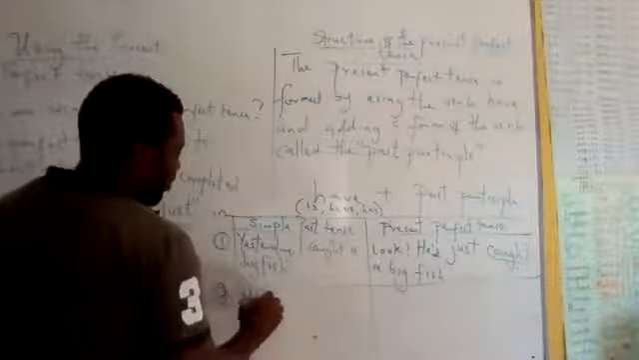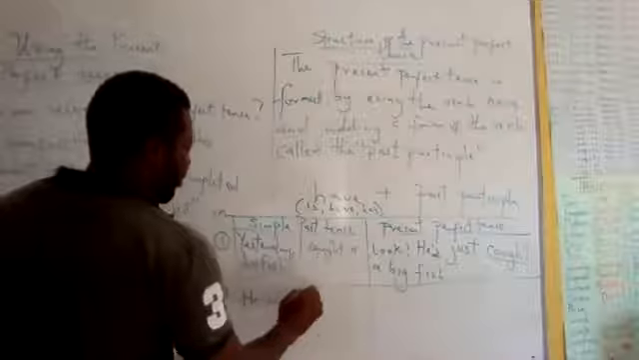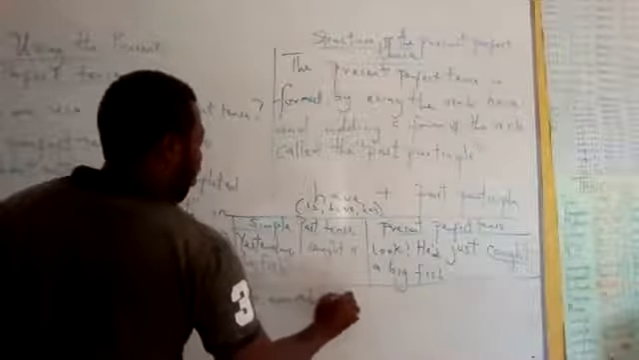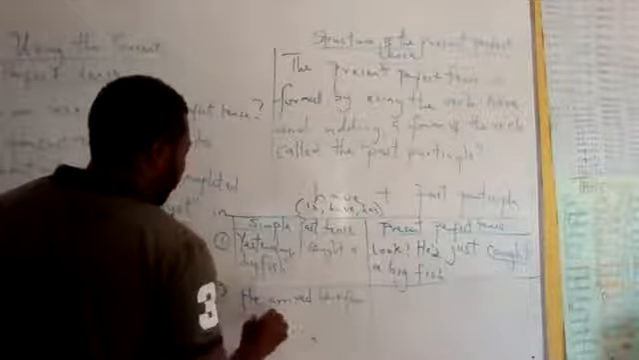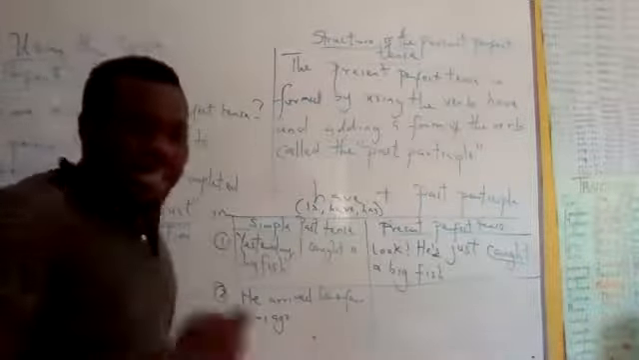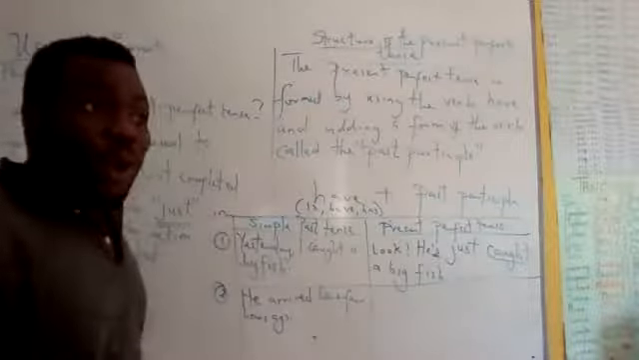Now let's take a look at another example. He arrived here 4 hours ago. Let's look at this. He arrived here 4 hours ago. This is the past tense. Now, in the present perfect tense, that means the person just probably arrived right now.